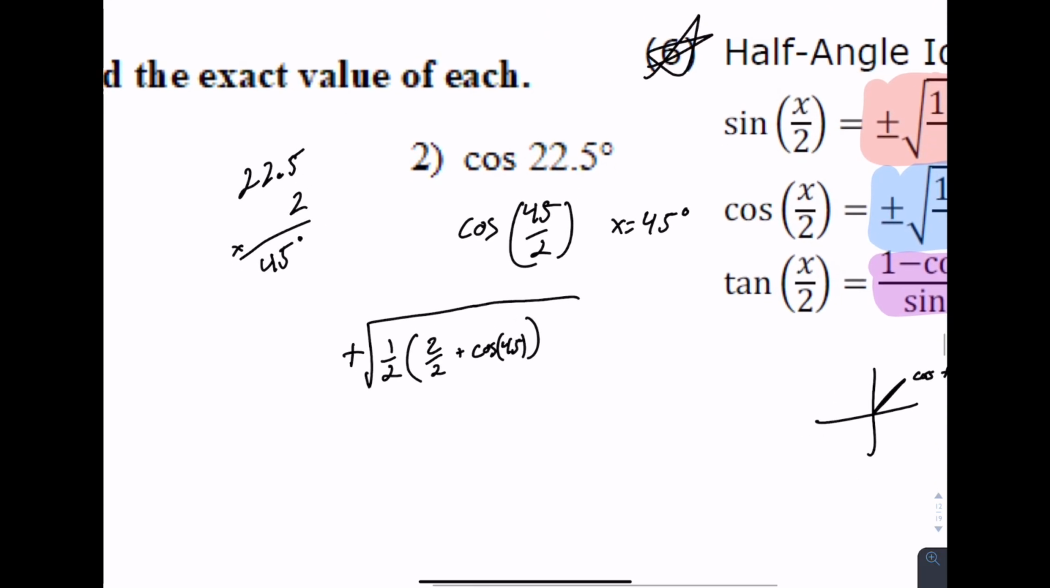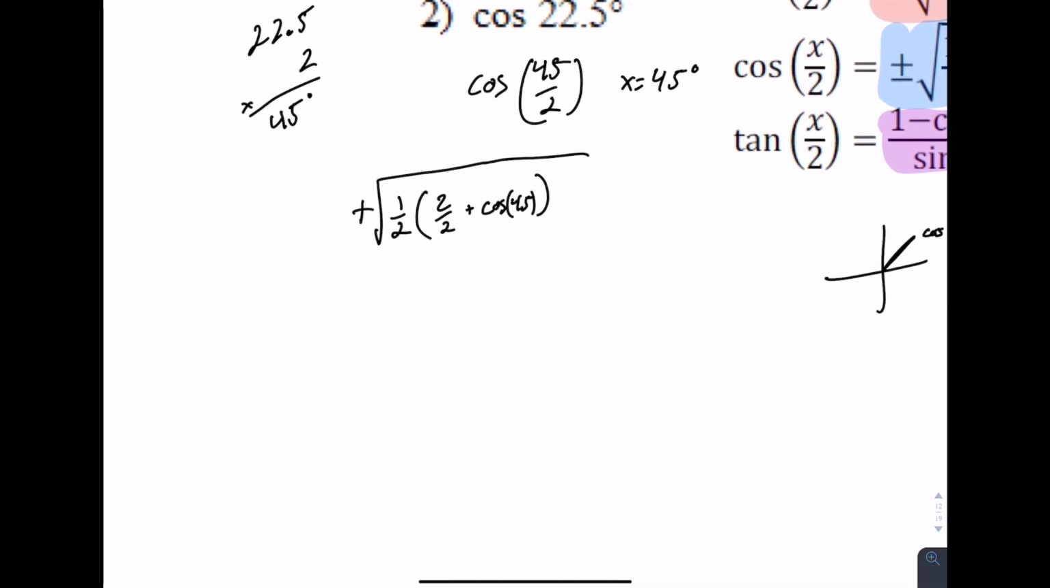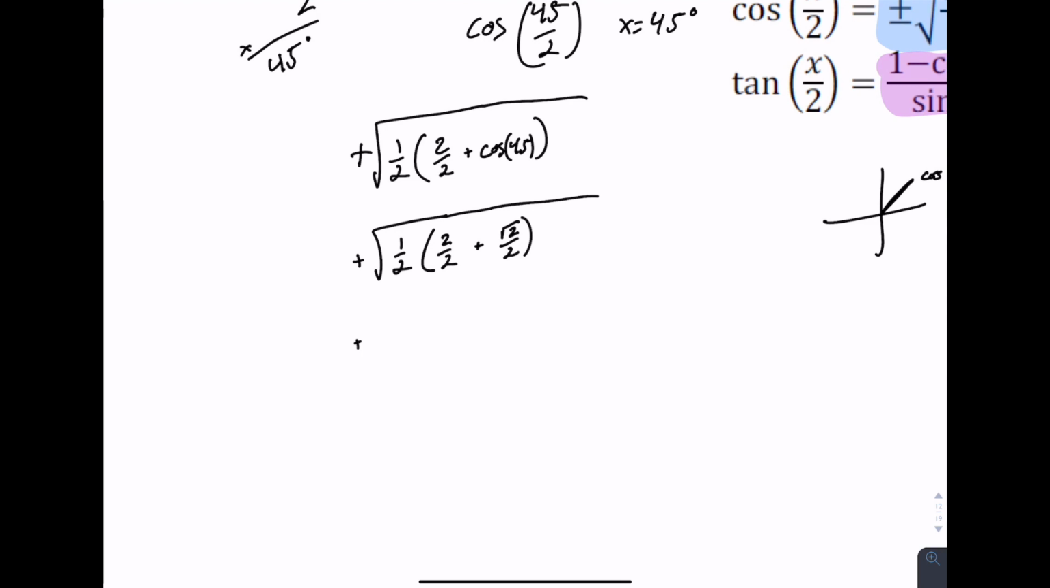Okay, and so then from here, we start working our magic. So it'd be plus the square root of 1/2, which is going to be 2 over 2, plus cosine 45, which is the square root of 2 over 2. Okay, now combine all your like terms. So this would be 1 over 2, don't forget, all into the square root of 2 plus the square root of 2 over 2.